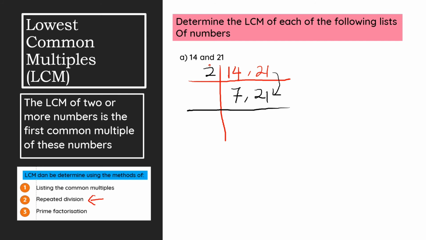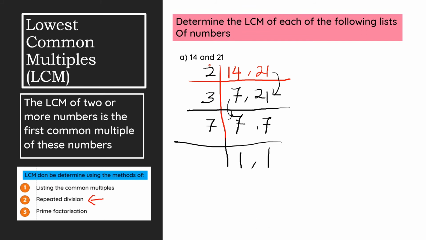Then I'm going to divide by 3. 7 cannot be divided by 3, so I just bring down 7 here, and 21 can divide by 3. I will get 7. Next, I'm going to divide 7 by 7, so here is 1 and here 1. So we do the repeated division until we get the quotients all 1.